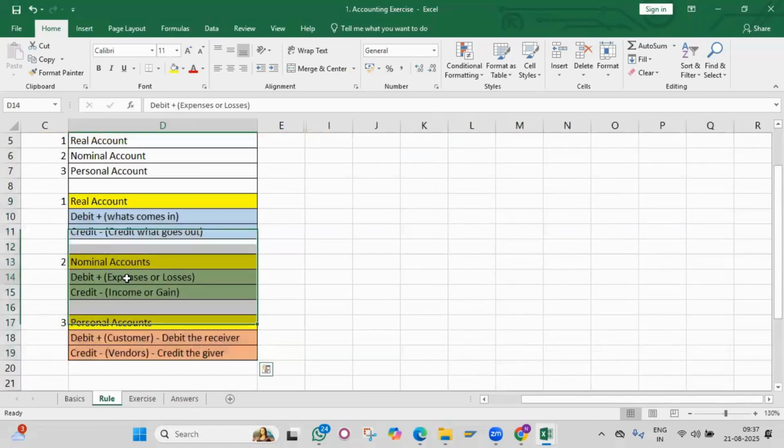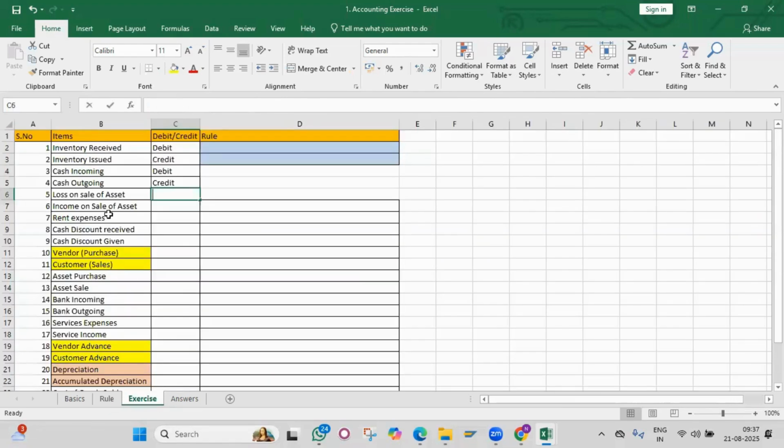Shall we check here? You have to check this and tell me. Sorry, loss means debit. Income means credit. Expenses means debit.